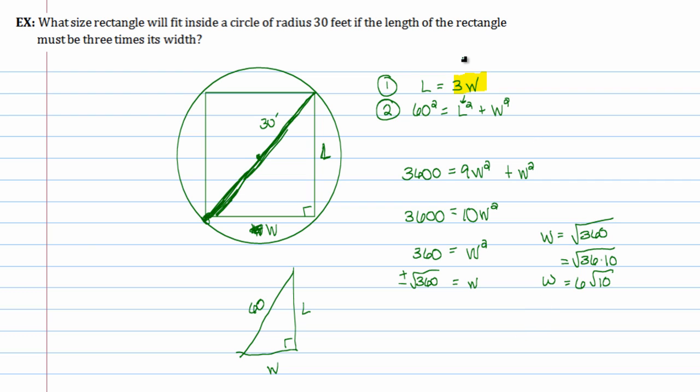Now remember, the length is just 3 times that. So 3 times that is just 18 root 10. And that would be the size of a rectangle that would fit inside a circle of radius 30 feet. Of course, you could always find the approximate values for W and L by using a calculator.